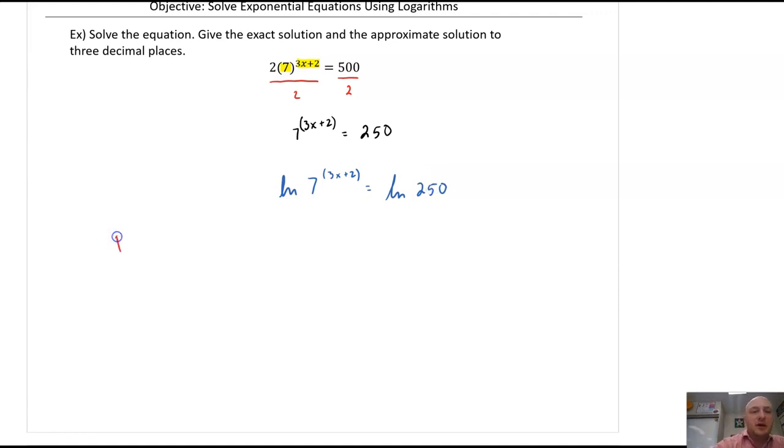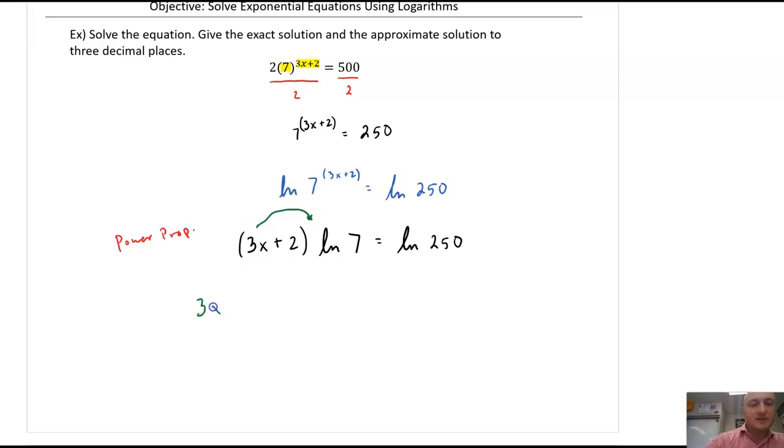So now, using the power property, that exponent's going to come down in front. And notice how I put parentheses around it. That is very, very important if you have a binomial as your exponent. Why is it important? Well, I need to go ahead and distribute that binomial to my natural log of 7, or vice versa, the natural log of 7 to the 3x plus 2. So I'm going to go ahead and do that now.